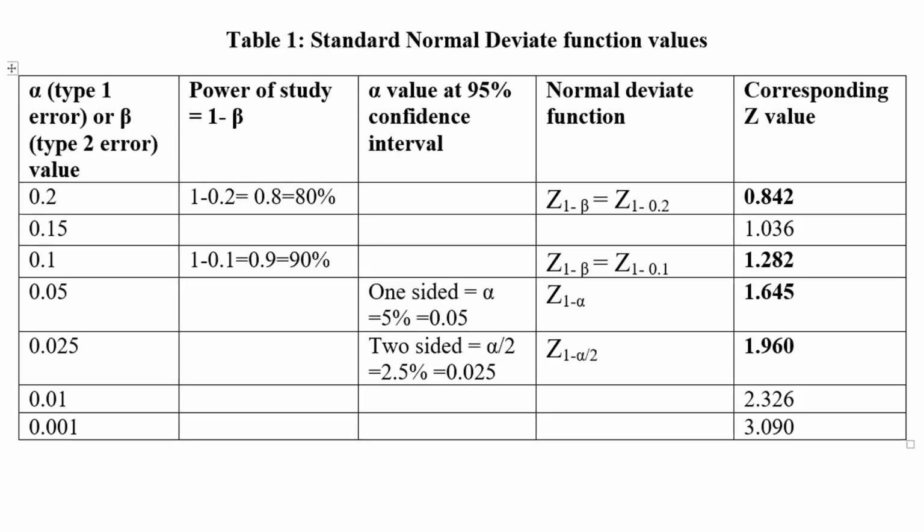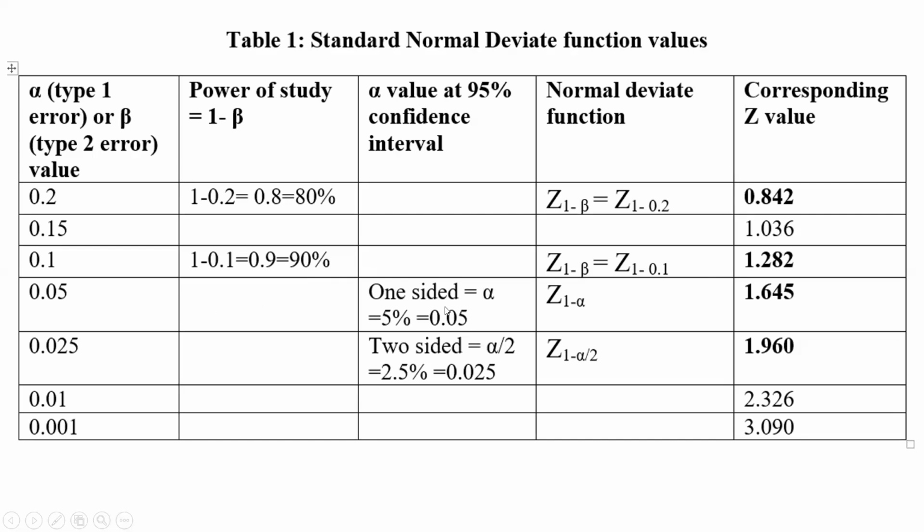This is the most important table to remember. Four values we discussed yesterday. In a nutshell, if our power of study is 80%, the Z value, Z1 minus beta, is 0.842. If it is 90% power of study, the Z value, Z1 minus beta, is 1.282.